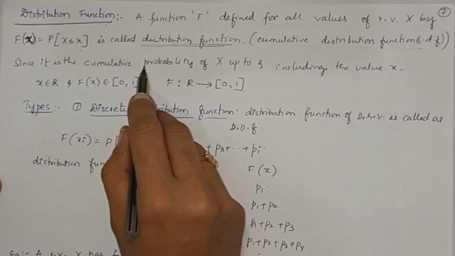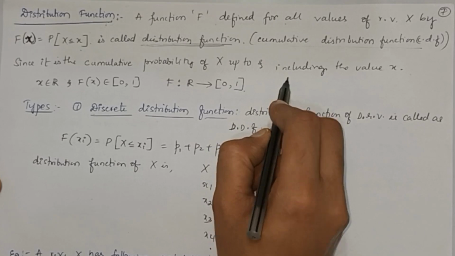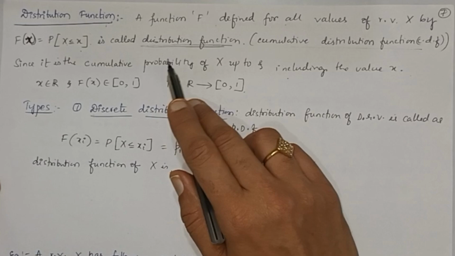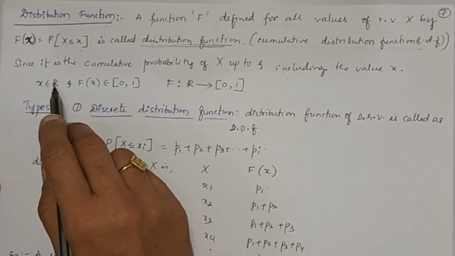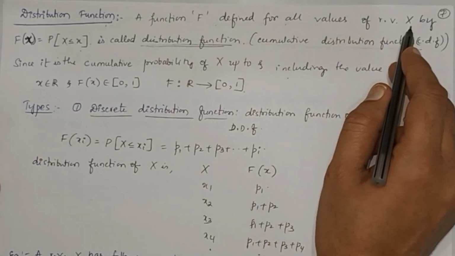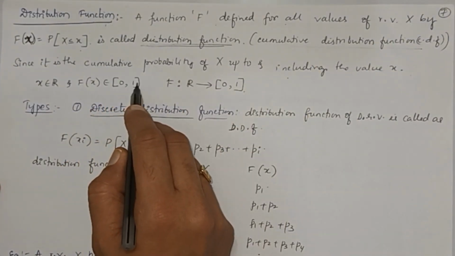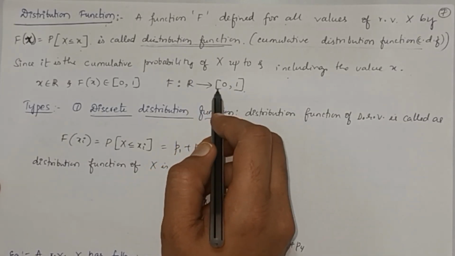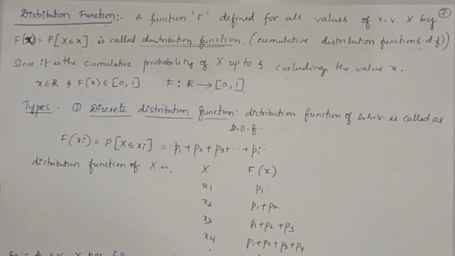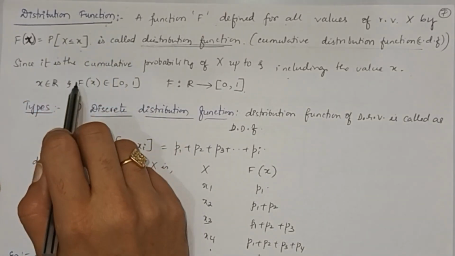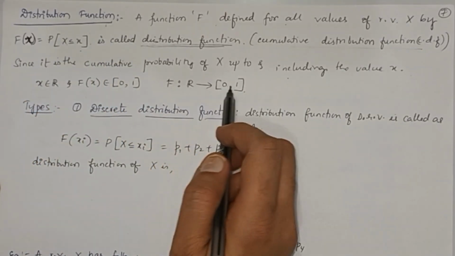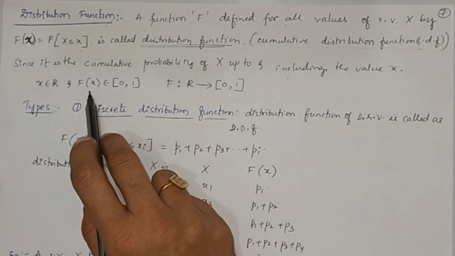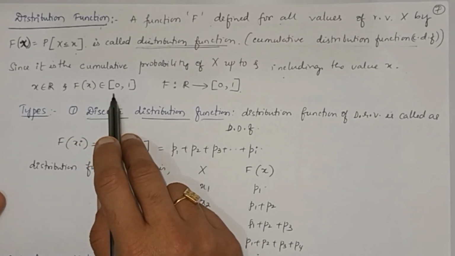Since it is the cumulative probability of x, up to and including the value of x. As you find cumulative frequency, the same here with the probabilities. So x belongs to R means random variable value. F of x belongs to 0 to 1. So the distribution function is a function from the set of all real numbers to this closed interval 0 to 1, because it is taking the value of the probabilities. So it is always between 0 and 1, because the sum of all probabilities, maximum value, is always equal to 1. So here the F of x value lies within the interval 0 to 1.